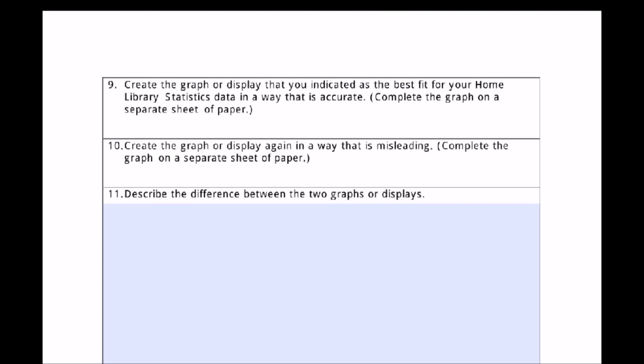Alright, so for 9 and 10, you're going to create graphs to display your information. One that is the best one you think. Again, that's going back to what you decided was the best. And then you're going to make one that's misleading. So make it not start at 0, or change your numbers, or skip some numbers, something like that to make it misleading. And then you're going to describe the difference between the two graphs.